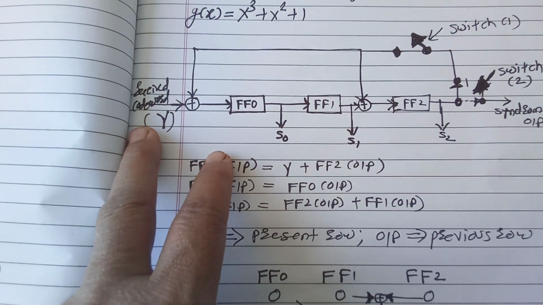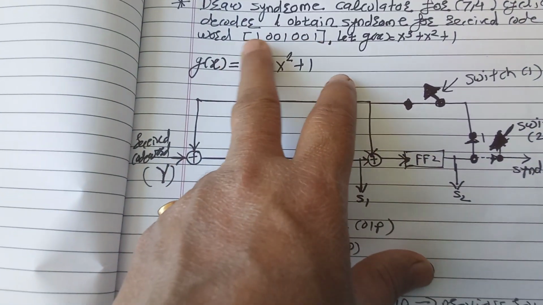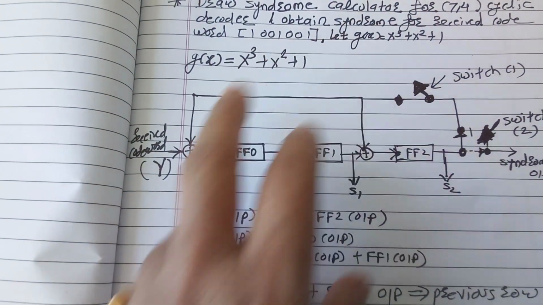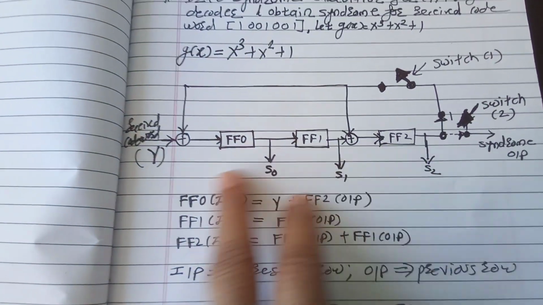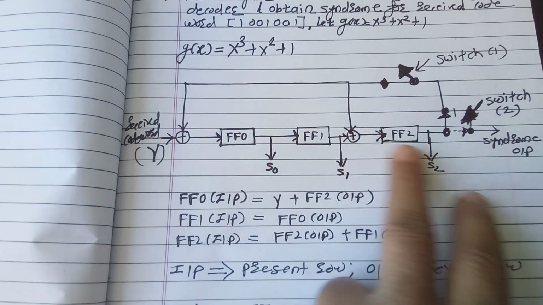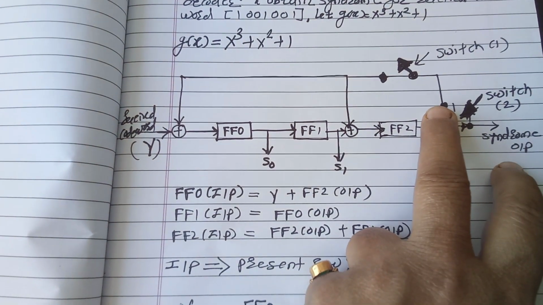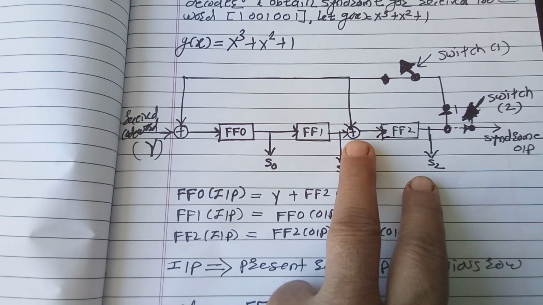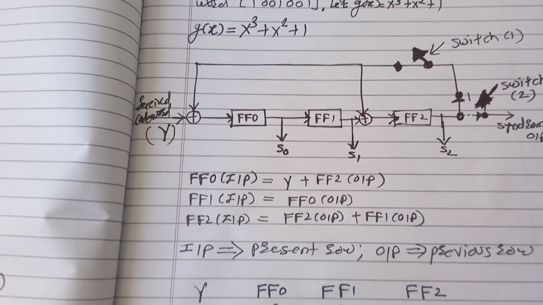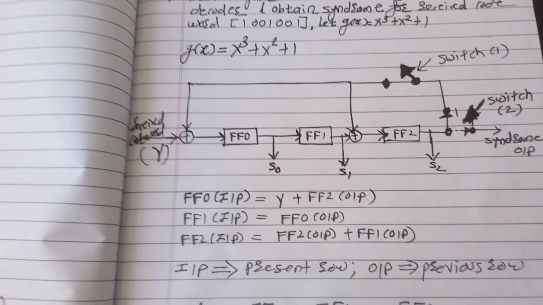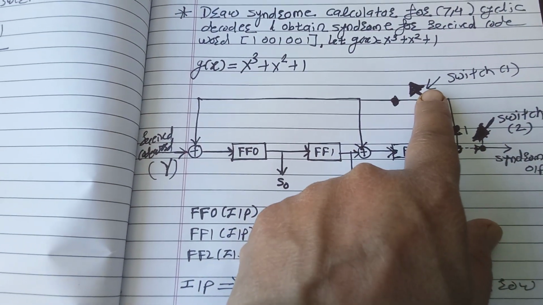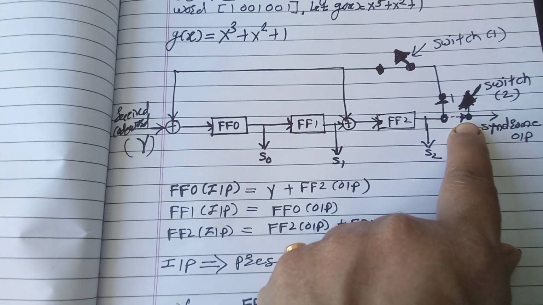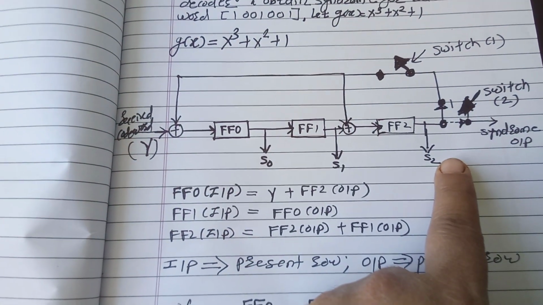Initially the input y is this one, 7 bits, because the code is of 7 bits. So the received code word is of 7 bits. Until all the 7 bits enter the circuit, switch 2 is at position 1. After that, when the received code word has totally entered the circuit, switch 1 is open and this switch comes to position 2 to take the syndrome out.